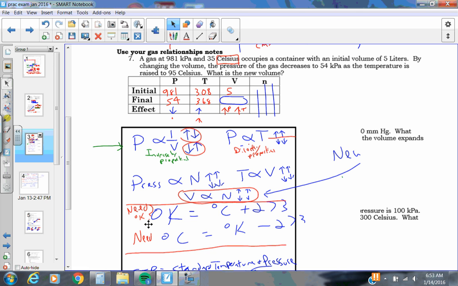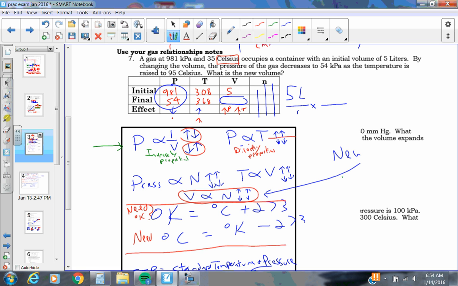Next thing is to do all the math. So I started with 5 liters. I'm going to put that over 1. I need to multiply it by the proportion created by both the pressure and the temperature. Let's take the pressure first. I have to make sure that when I multiply something by pressure, that the pressure increases for this thing. The only way I can do that is to look at these two numbers and put the bigger number on top and the smaller number on the bottom.